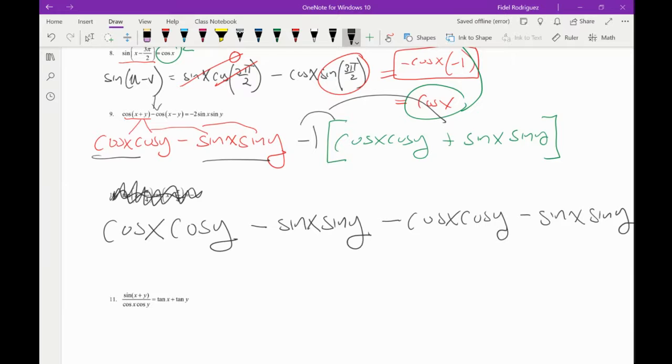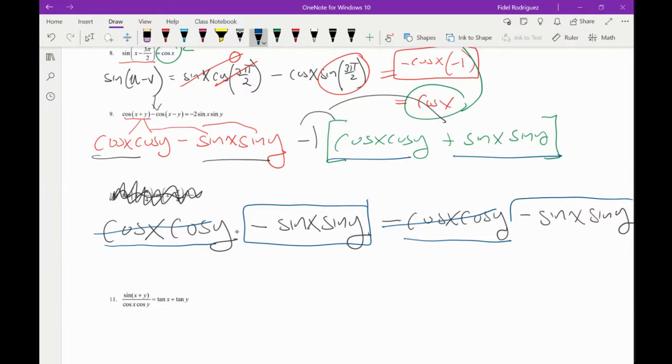So remember what that negative 1 did? It changed the sign here, and it changed the sign there. So question, what's going to happen with this cosine x, cosine y, and this cosine x, cosine y? But look at the signs in front of them. The sign here is positive. The sign here is negative. What's going to happen to them? Cancel out, right? What about a negative sine x, sine y, and another negative sine x, sine y? There you go. Negative 2 sine x, sine y.